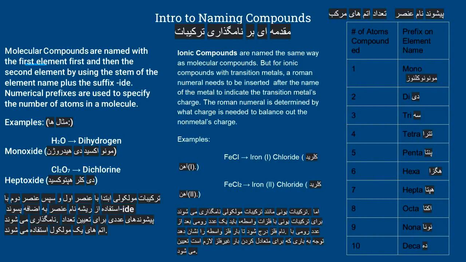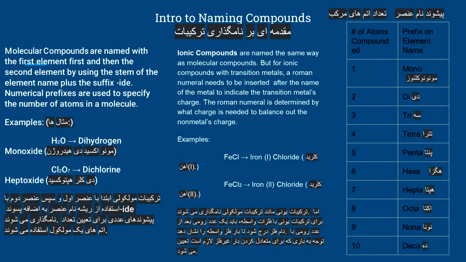Molecular compounds are named with the first element listed first, and then followed by the second element using the stem of the element's name plus the suffix -ide. They also have the prefixes listed on the side here to mark the number of atoms in a compound. Here on the side is a list of the number of atoms compounded with the prefixes on the element's name. 1 atom compounded is mono, 2 is di, 3 is tri, 4 is tetra, and so on.